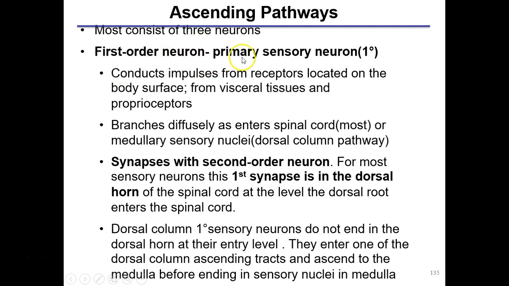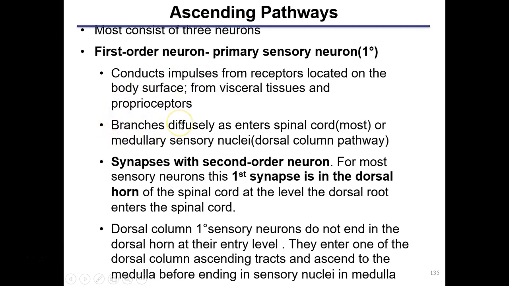So the first order neurons are identified as primary sensory neurons. These are the only ones which are truly sensory neurons, okay, by our definition. And so all of the others, the second order and third order neurons which are carrying sensory signals, are actually interneurons or integrative neurons. So these first order or primary sensory neurons conduct the impulse from receptors located on the body surface, or from visceral tissues of the body, or from proprioceptors.